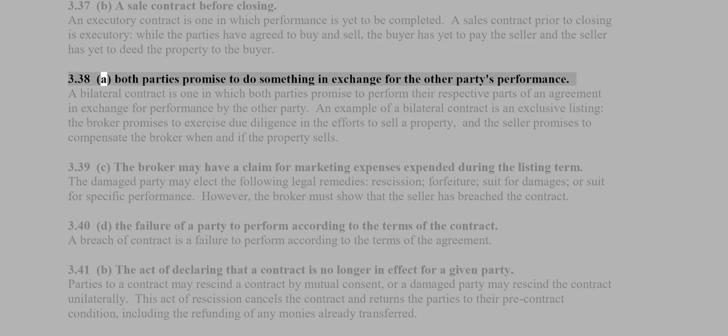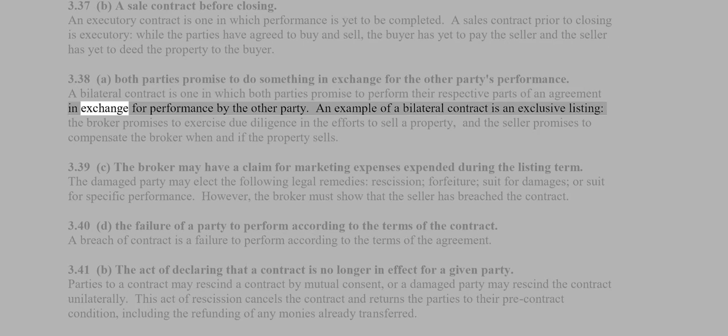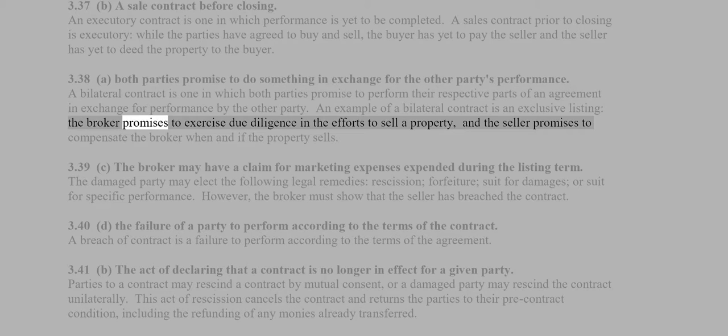3.38 a. Both parties promise to do something in exchange for the other party's performance. A bilateral contract is one in which both parties promise to perform their respective parts of an agreement in exchange for performance by the other party. An example of a bilateral contract is an exclusive listing. The broker promises to exercise due diligence in the efforts to sell a property, and the seller promises to compensate the broker when and if the property sells.